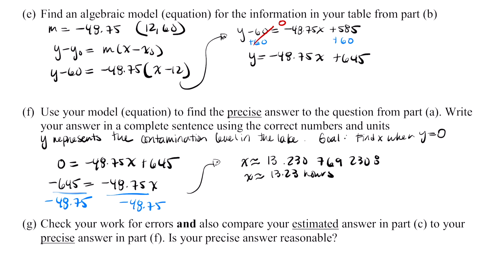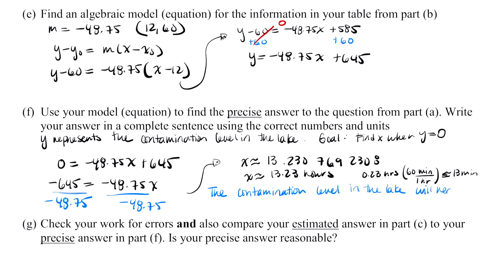And we can convert 0.23 hours to minutes. So 0.23 hours times 60 minutes, which makes 1 hour, gives us, if you multiply those two, about 13 minutes. So now we can write our answer in complete sentences. The contamination level in the lake will reach 0 at about 13 hours and 13 minutes. You could also write, or 13.23 hours.